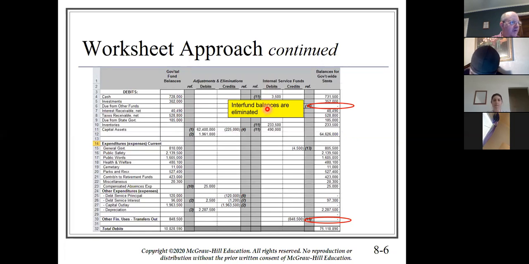if the internal service fund was owed money from another fund that was in the government, well, it's still all within the same government. So if you had a receivable and a payable from one part of the government to the other, you have to eliminate them. Otherwise, you're really overcounting what's happening to the government as a whole. That's what's going on here. Inter-fund transactions may need to be eliminated.